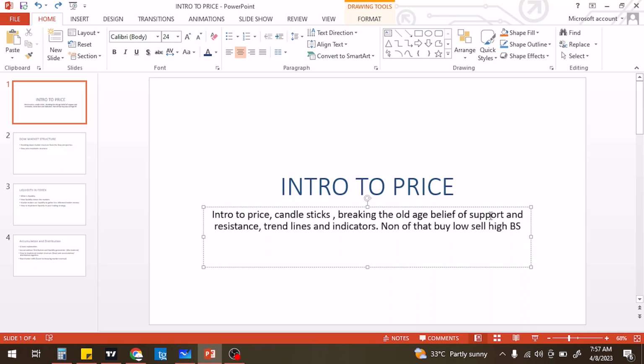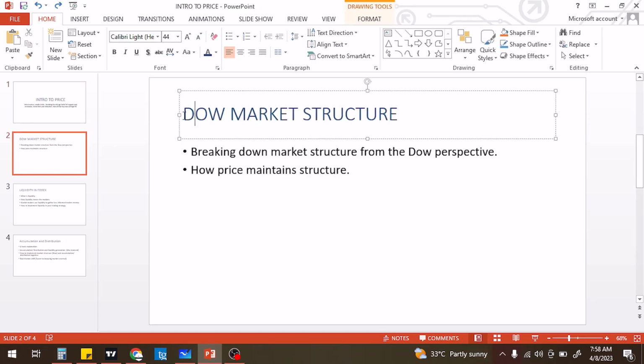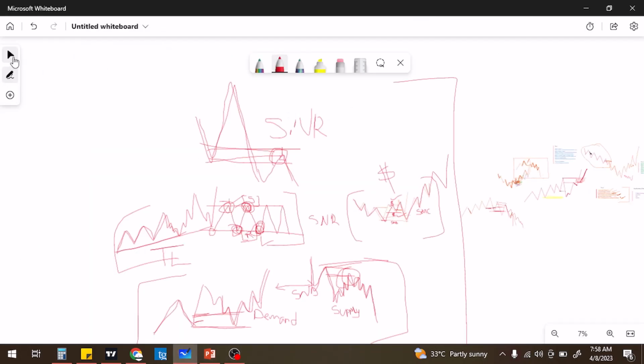Okay, so none of that buy low, sell high bullshit. It doesn't really work that much. But if you can create a system off of it, kudos to you. But personally, in our trading career, what we've discovered by watching hundreds of hours of price and trading in the live market is that this approach is not really the most efficient. I'm not saying it's the worst approach, but it's not the most efficient approach if you want to be profitable in this market. Now we're going to be looking at the down market structure next.